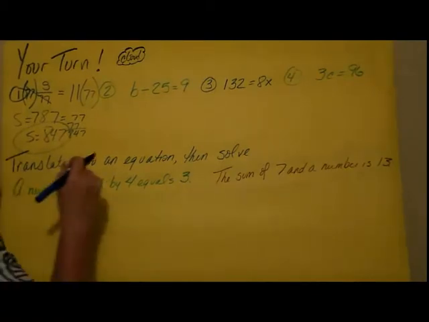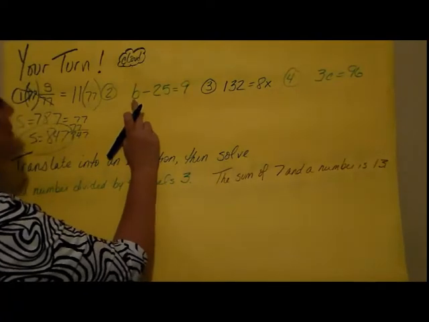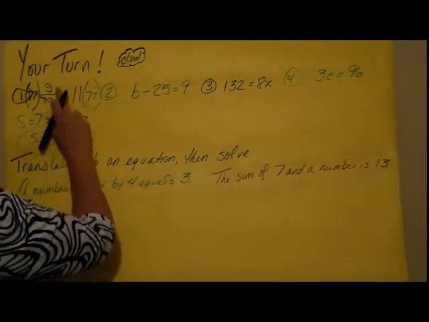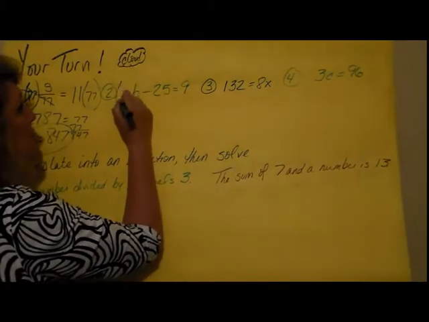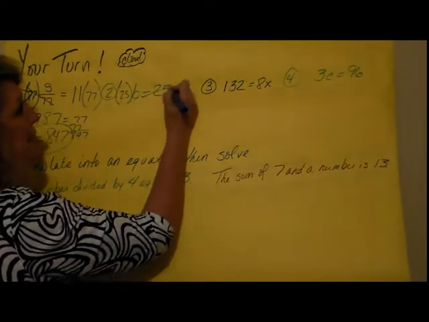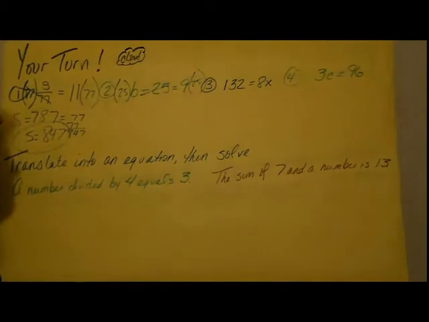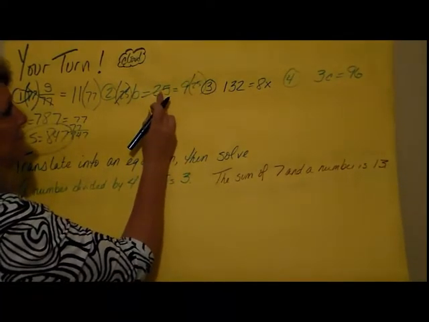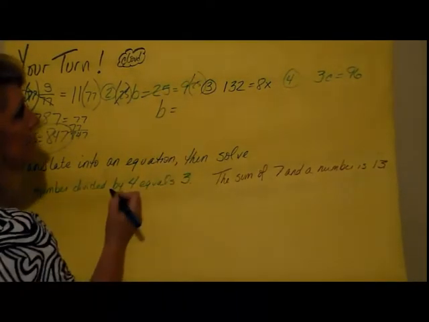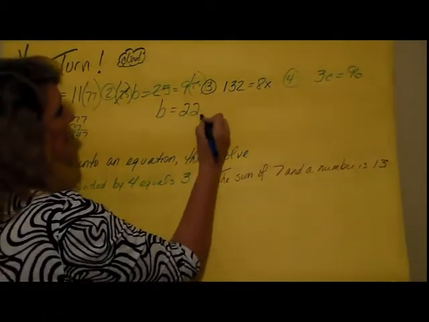B divided by 25 equals 9. I have a 25 divided from my variable. Now you see how this is the same idea as this, but it's written differently. It's still division. I still have to multiply this side by 25 to get rid of that, which means I have to multiply this side by 25 because it's an equal sign. When I multiply by this, these both go away. So now I've got B. And 9 times 25 is 225.